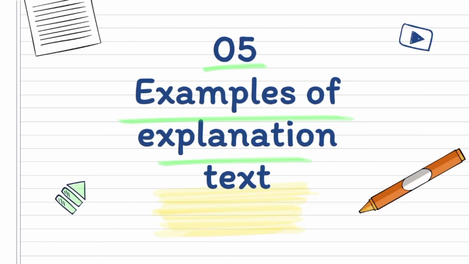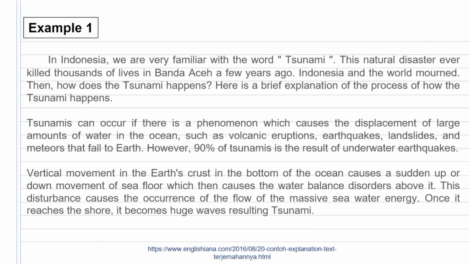Let's look at some examples of explanation texts. Example 1. In Indonesia, we are very familiar with the word tsunami. This natural disaster once killed thousands of lives in Banda Aceh a few years ago. Indonesia and the world mourned. Then, how does the tsunami happen? Here is a brief explanation of the process of how a tsunami happens.